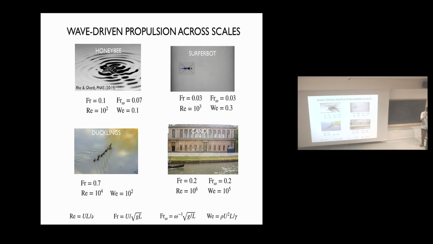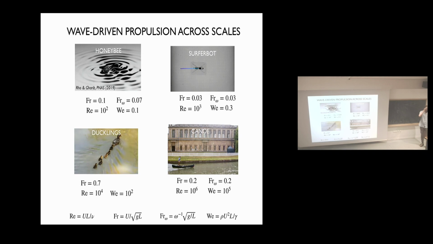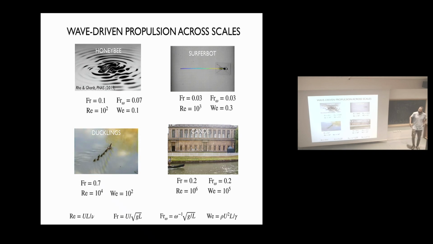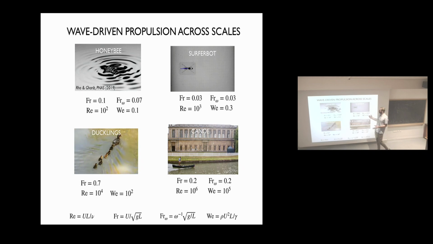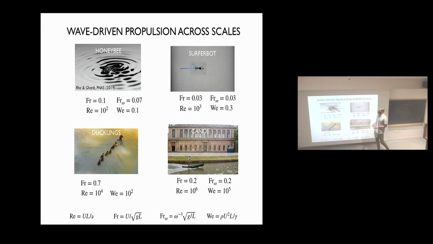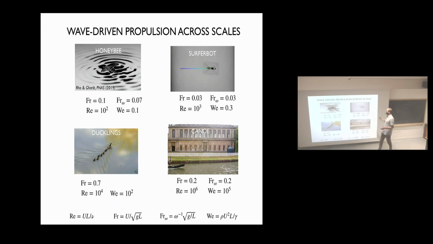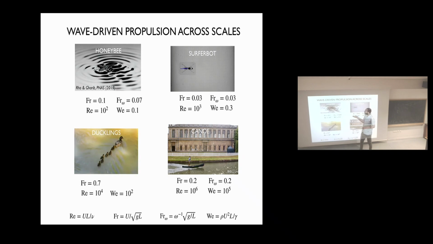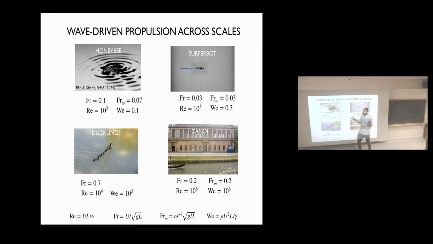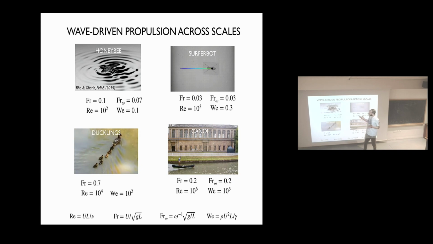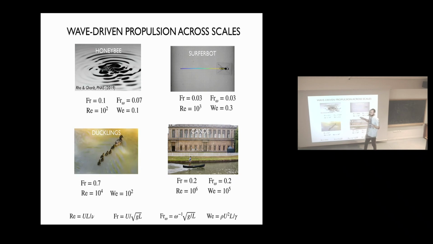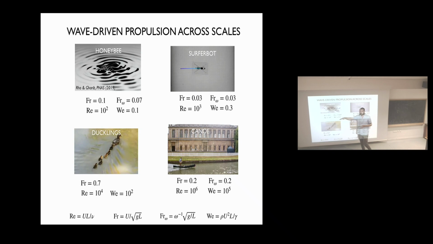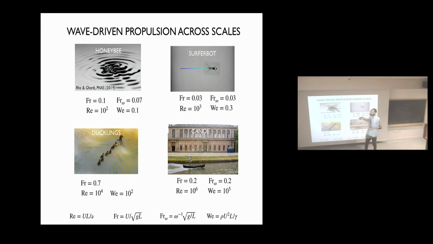Oh yeah, one more thing I wanted to say, which is that essentially this phenomenon of wave-driven propulsion seems to happen across many scales, right? So this is an example of a honeybee that fell in the water. The honeybee falls in the water, it gets stuck, it can't fly away. What does it do? It starts flapping its wings, generates some waves, and it slowly moves towards the edge of the pool of water so it can climb out, dry its wings, and fly away.